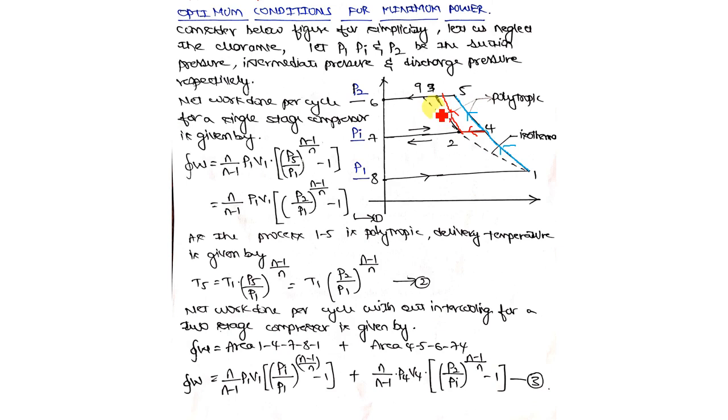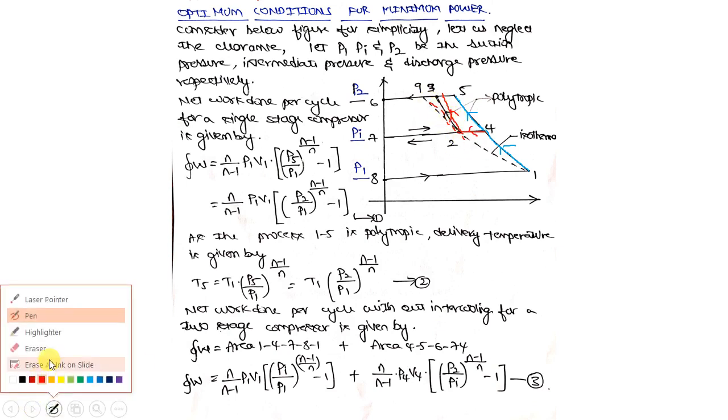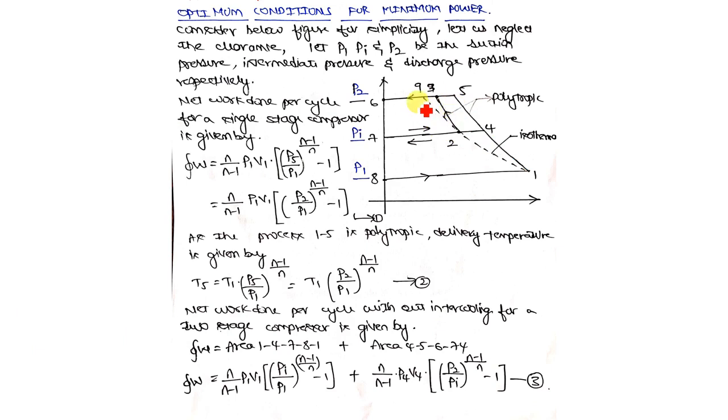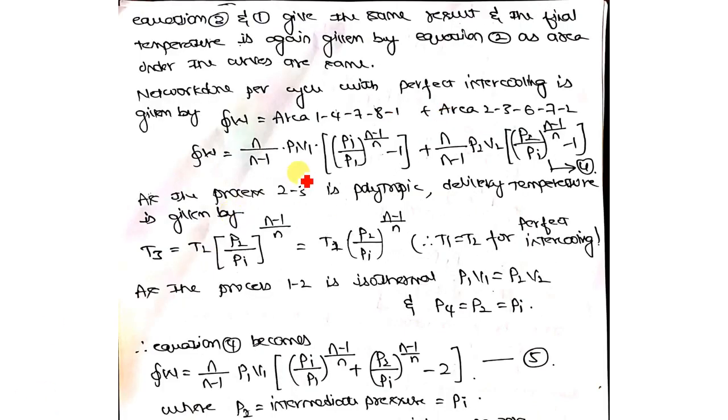If you want to calculate work done in case of the second cylinder which goes in an isothermal way, this is the area you have to calculate. Getting it? So this is the area you have to calculate. That is what has been done here. So area 1471, it is given as this and given as this. As the process from 2 to 3 is polytropic, for the delivery temperature, again apply the PVT conversion equation for the process 2 to 3, you will get this.